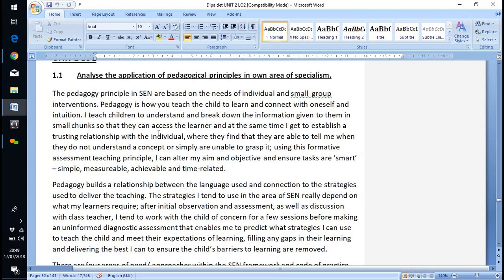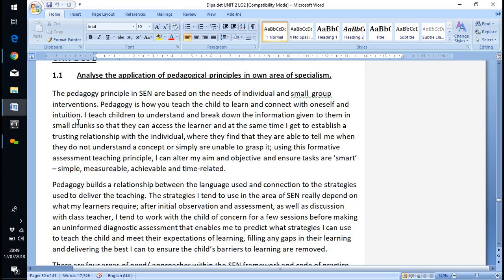It's not wrong, but I teach children to understand and break down information given to them in small chunks. That's teaching method. That's the way you actually teach. But are you teaching purely from knowledge, or are you teaching from how you feel inside? And that's the difference. That's the language that it's using. It's between those two things.